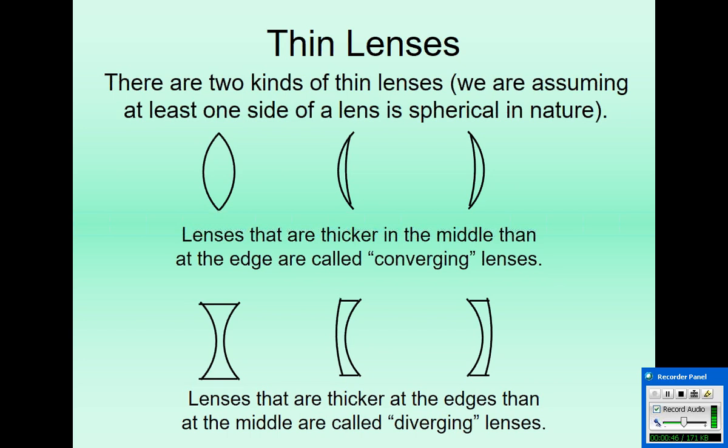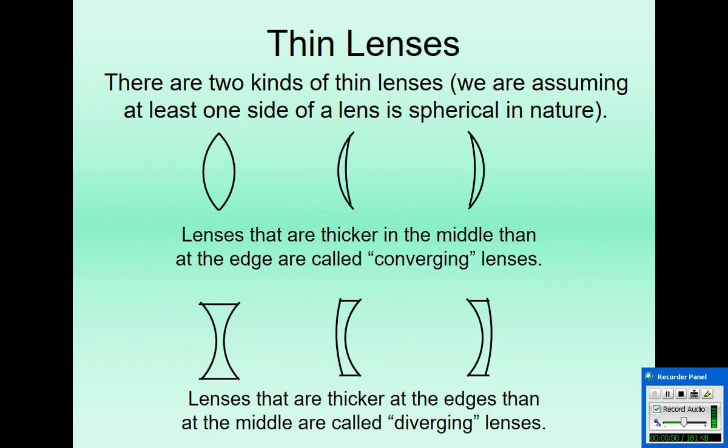The lenses that are thicker in the middle, seen from edge on, are called converging lenses. The lenses that are thinner in the middle and thicker at the edges are called diverging lenses. So, what's the difference and how do they lead to the formation of different images?